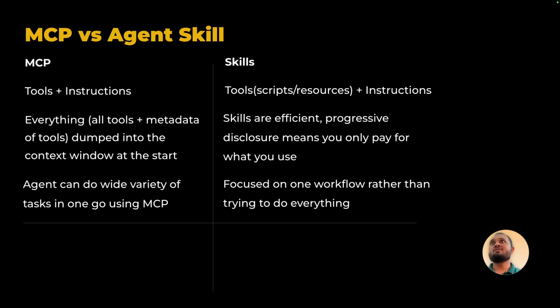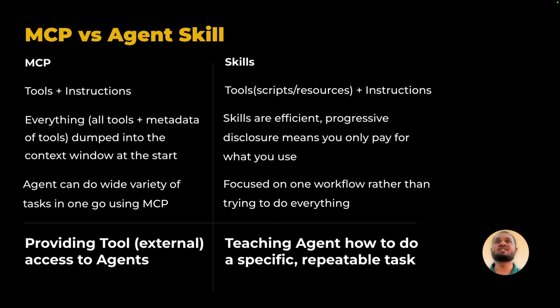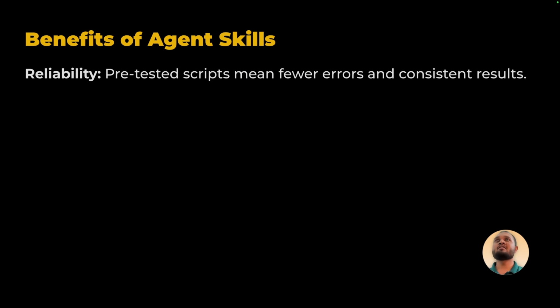So the primary use case of MCP is providing tool access to agents. On the other hand, the primary objective of skill is teaching agent how to do a specific repeatable task. Now let's see benefits of agent skills. Number one, reliability, because you have written your own scripts. Agent is not writing that, so there are very few errors and the results will be consistent.